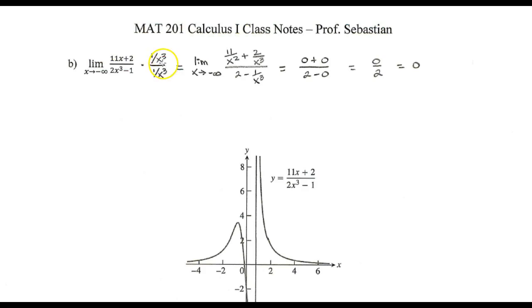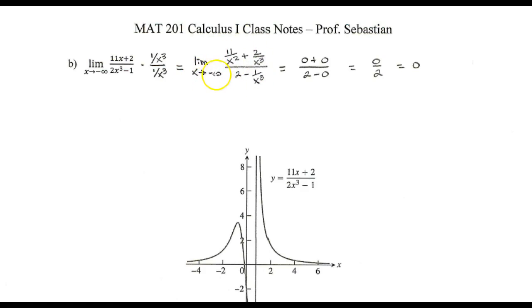So I'm going to multiply both the numerator and the denominator by 1 over that highest power of x, 1 over x cubed. So 11x over x cubed is 11 divided by x squared. 2 over x cubed, 2 over x cubed. 2x cubed divided by x cubed is 2. And minus 1 over x cubed, so minus 1 over x cubed. Then I take the limit of this piece by piece.